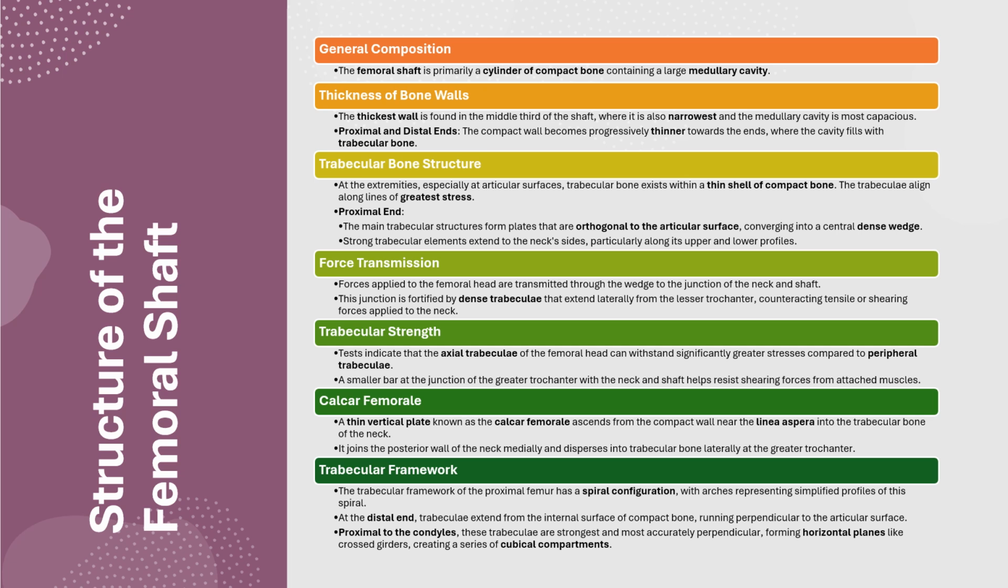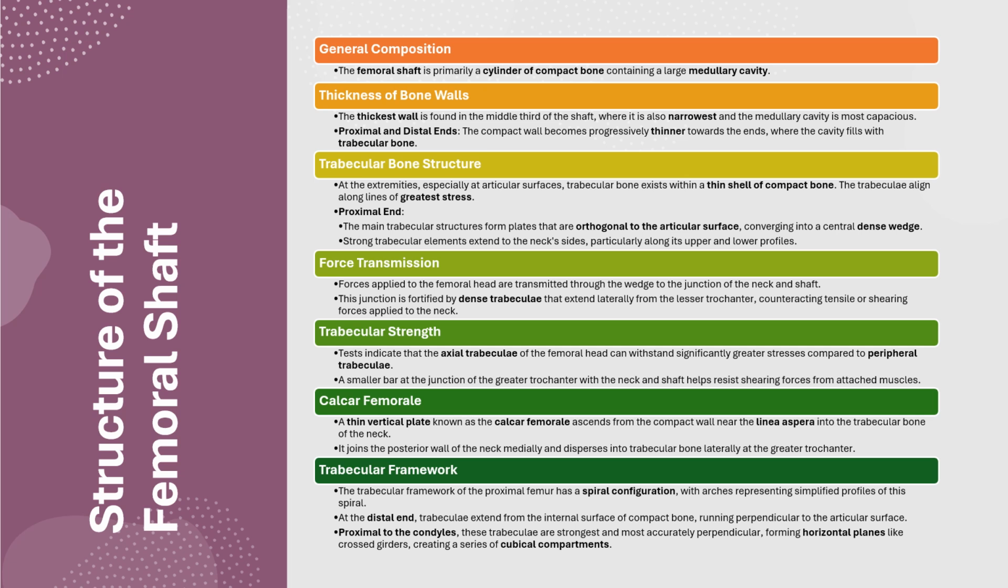The structure of the femoral shaft is primarily a cylinder of compact bone containing a large medullary cavity. The thickest wall is found in the middle third of the shaft, where it is also narrowest and the medullary cavity is most capacious. At the proximal and distal ends, the compact wall becomes progressively thinner towards the ends, where the cavity fills with trabecular bone.